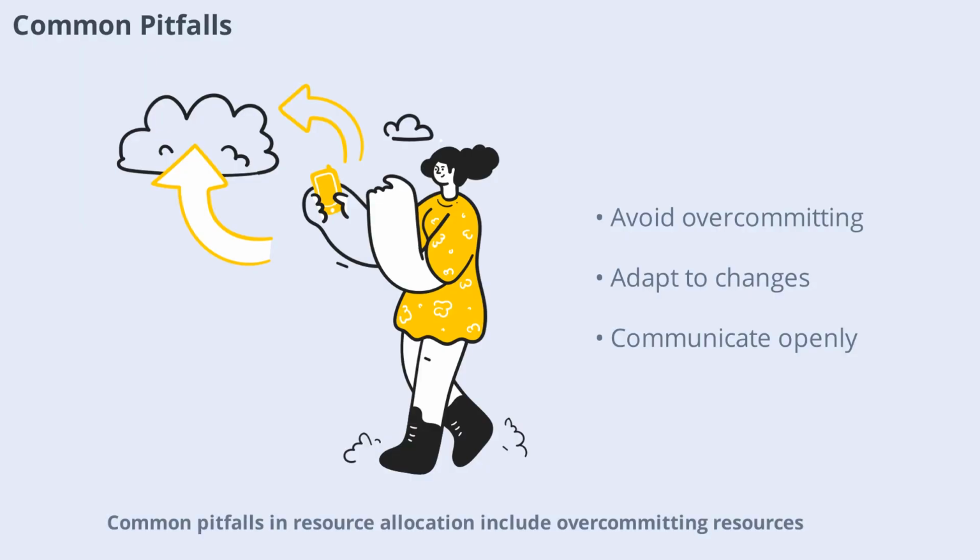Common pitfalls in resource allocation include overcommitting resources, failing to adapt to changes, and poor communication. Being aware of these risks helps you avoid them. Regular reviews, open dialogue, and a willingness to adjust your approach are key to overcoming these challenges.